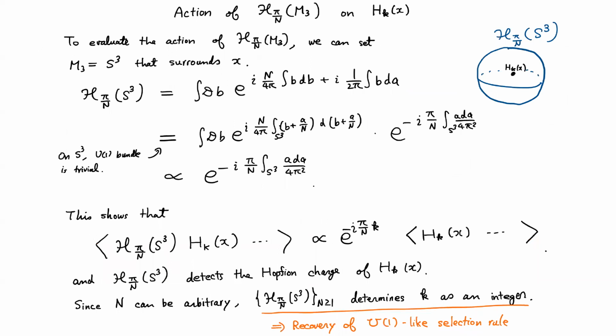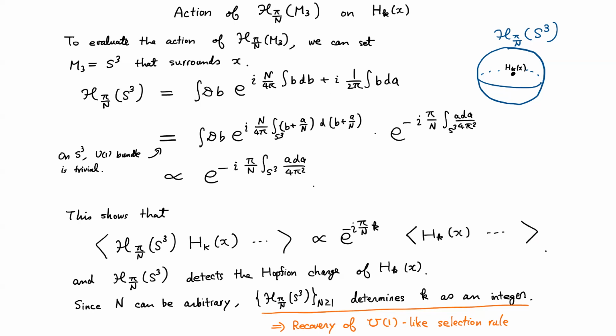Okay, so let me act the Hopf symmetry generator on this point-like Hopf defect. In this case, the manifold surrounding this Hopf defect is just S3, and on S3, the U1 gauge field has no non-trivial topology. So you can just integrate out in a naive way. For example, to evaluate this Hopf symmetry generator, you can just consider the naive completion of the square, and because the U1 bundle is trivial, this kind of naive operation is totally fine. And we will see that you just have a 2 pi over 2n rotation with this Hopf charge.